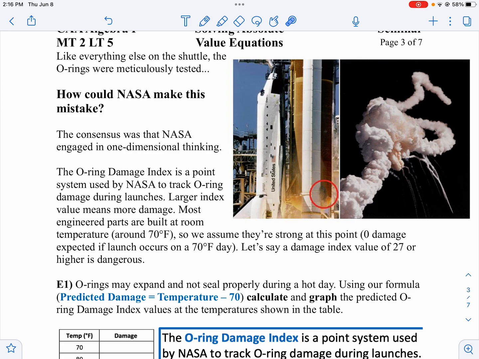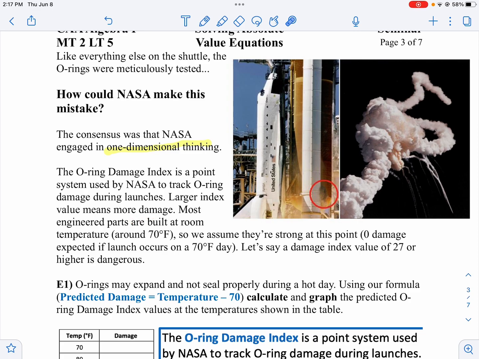Now, just like anything, they don't want to make the mistake again, so they went into a detailed study, and the consensus was they were engaged in one-dimensional thinking. They only thought in one direction. The O-ring damage is a point in the system. They used a point system, because it's a rocket, lots of pressure. There's going to be some damage, but they kept track of that damage and they thought it was safe. So they kept this point system, and a larger index means more damage.